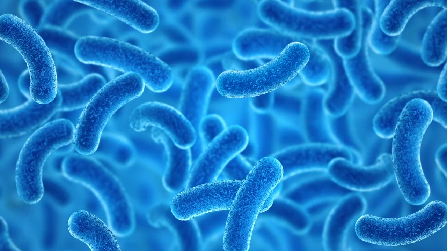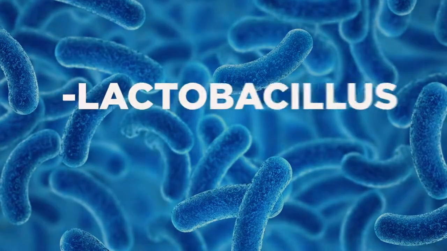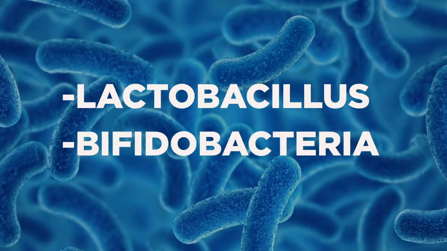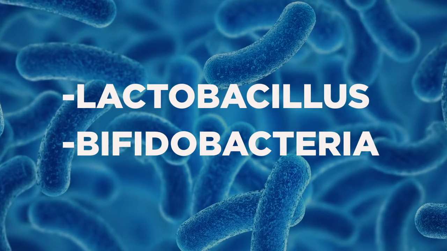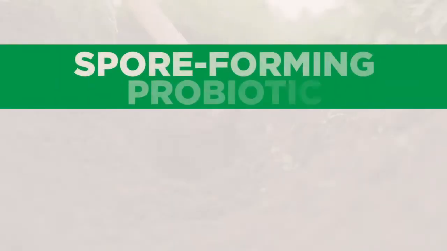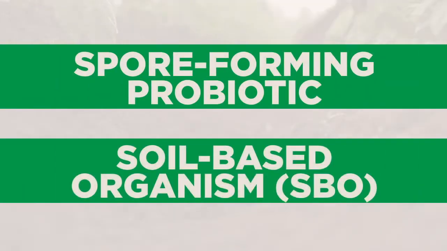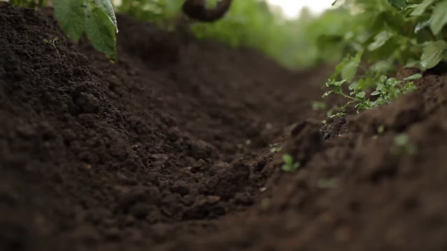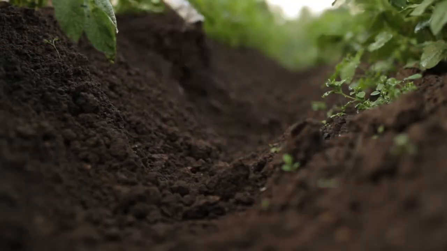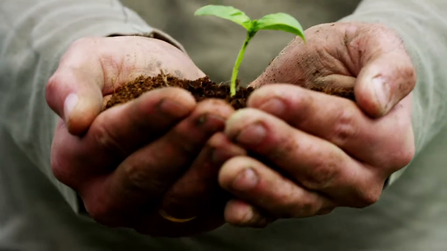So you may be familiar with the classic probiotics out there like lactobacillus and bifidobacteria. And there's one type of probiotic that's really interesting to me these days, and that's the spore-forming probiotic, or soil-based organism, also known as an SBO. And this organism is typically found in soil and in certain fruits. And because we're not getting enough exposure to the earth, to the dirt, we're not getting enough of these organisms in our body. And these soil-based organisms are really important for your gut microbiome.